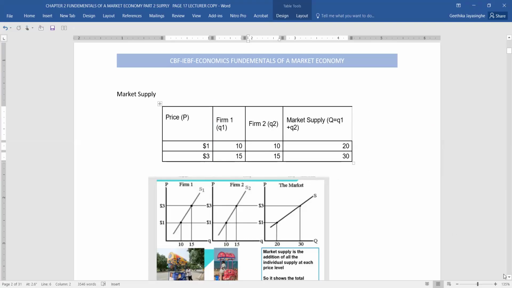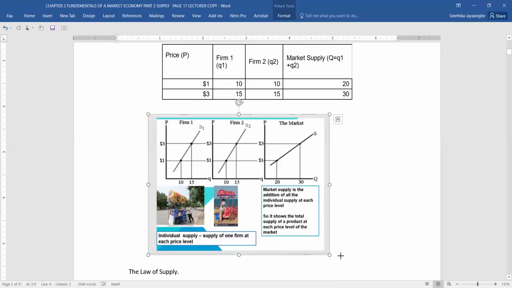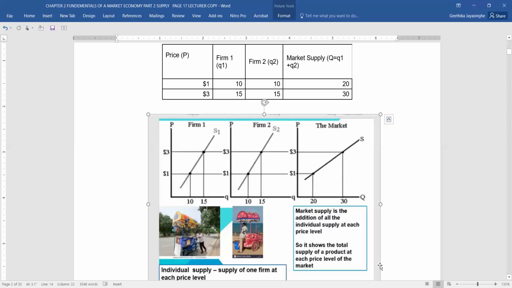After taking this down, you may draw this graph. There's no need to worry about the scale. Draw firm 1 and firm 2, and two prices are given, 1 and 3. Here 10 and 15, and here 10 and 15. Just connect the points, and then you get the total market sum of these two at these two prices. I'll give a little time to draw this. Shall we do it? Okay, go ahead.